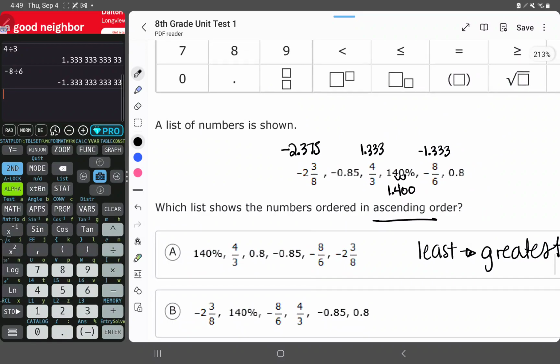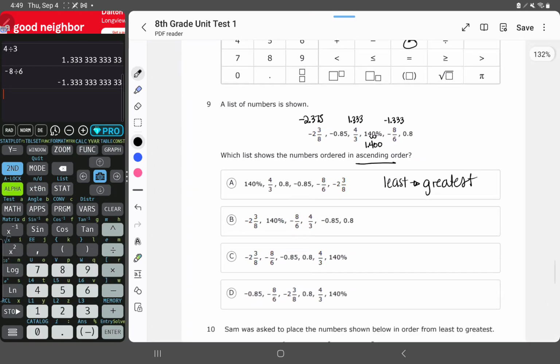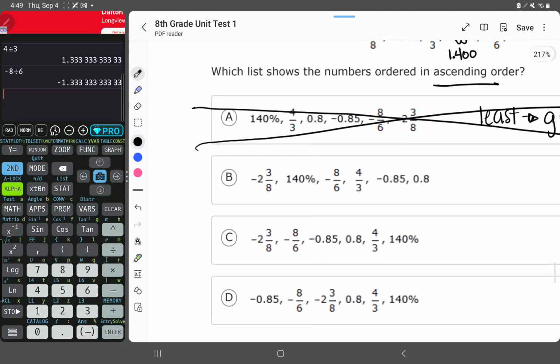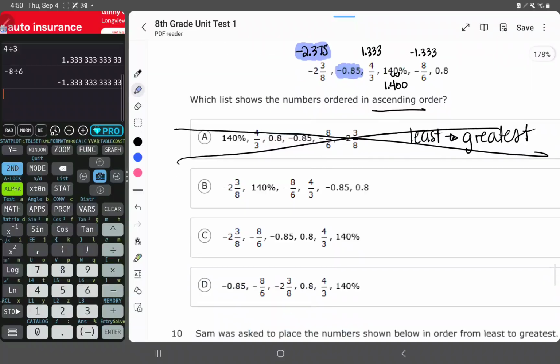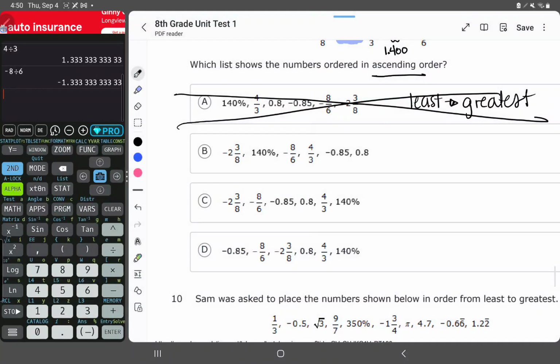What we need to do is, since it's going from least to greatest, we know that our negative numbers are our least numbers. So anything that does not start with a negative number is not going to be our answer. Then we take a look at our answers and we see -2 and 3/8 and we see -0.85. We need to figure out which one is more negative. -2 and 3/8 is right here, and -0.85 is right here. Now remember, the more negative a number is, the smaller it is. So the more negative number is -2 and 3/8.